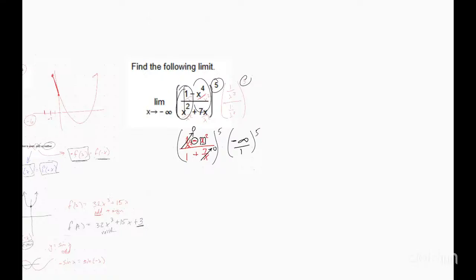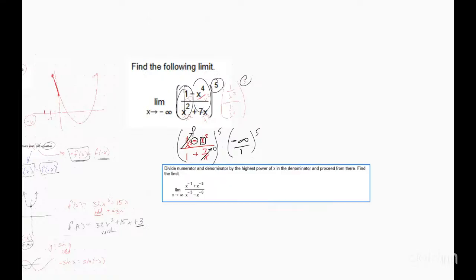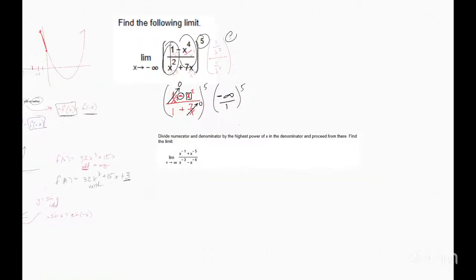Divide numerator and denominator by the highest power of x in the denominator and proceed from there. This is what I was telling you about, what I was demonstrating. Divide numerator and denominator by the highest power of x in the denominator. That's what I just did on that last problem. Proceed from there, find the limit.